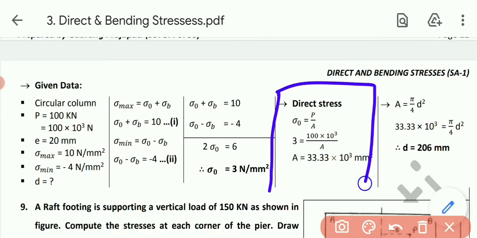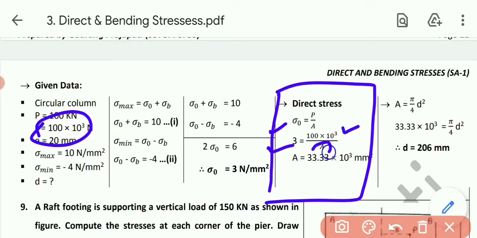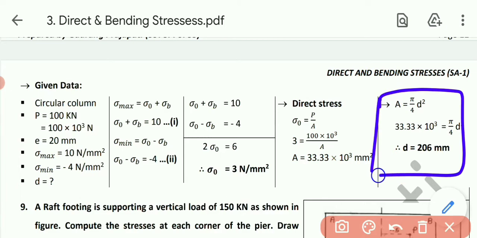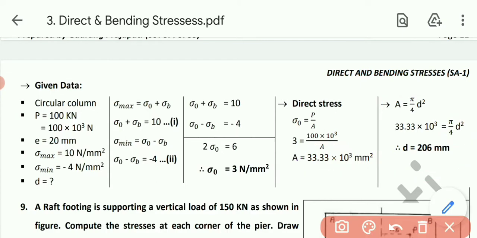So I am applying sigma 0 equals P by A. Sigma 0 is 3, P is given to us as 100 into 10 raised to 3. I can easily calculate the value of area, that is 33.33 into 10 raised to 3 mm square, and from the value of area I can calculate the diameter. Area stands for pi by 4 d square. Area 33.33 into 10 raised to 3 equals pi by 4 d square. So I will get the value of diameter, that is 206 mm.